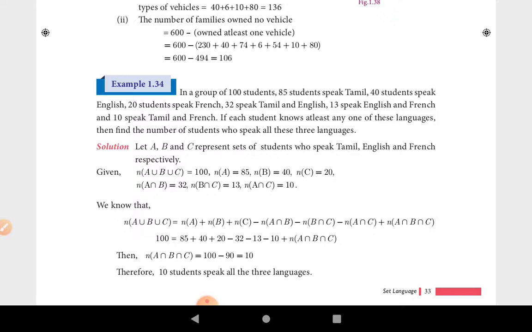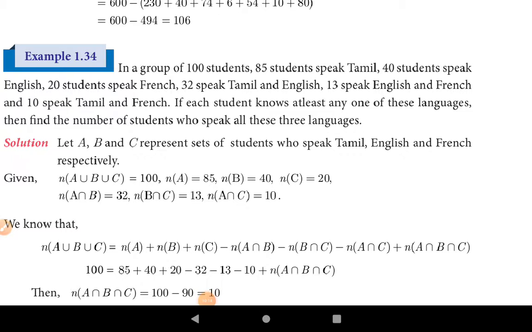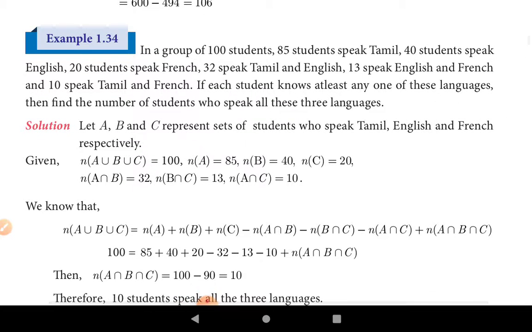Now let us move on to example 1.34. In a group of 100 students, 85 students speak Tamil, 40 students speak English, 20 students speak French, 32 speak Tamil and English, 30 speak English and French, and 10 speak Tamil and French. If each student knows at least one of these languages, then find the number of students who speak all these three languages.